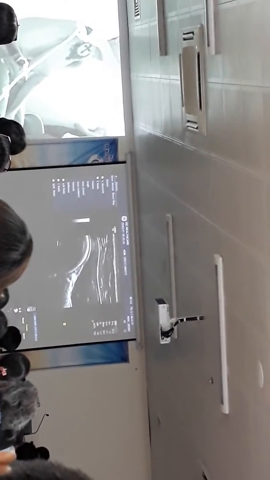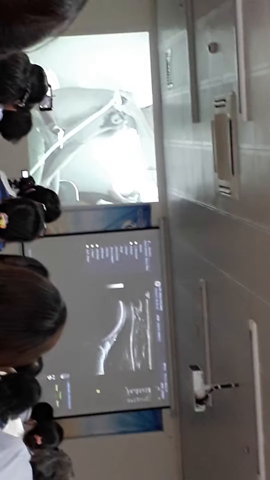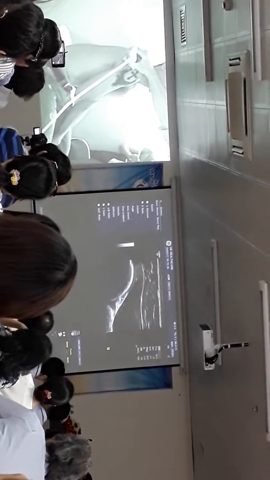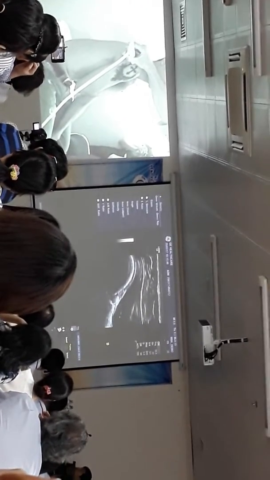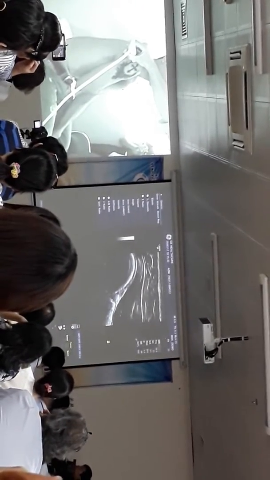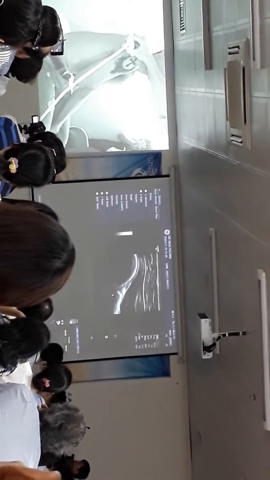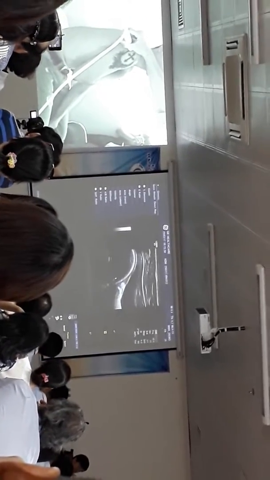So we have the deltoid muscle, infraspinatus. This echogenic thin line here is the posterior capsule. This triangular thing is the posterior labrum. We have the glenoid and the humeral head.